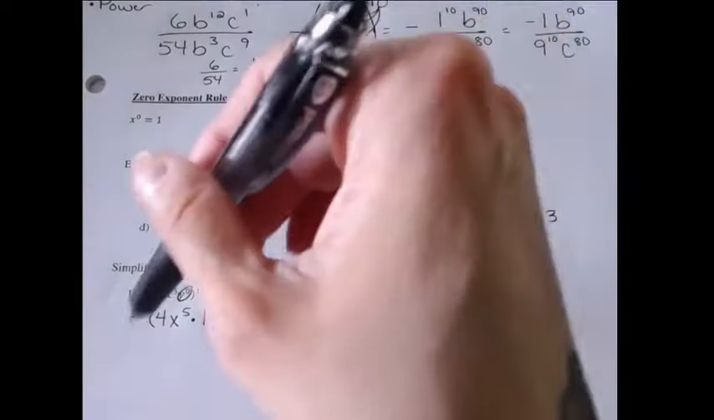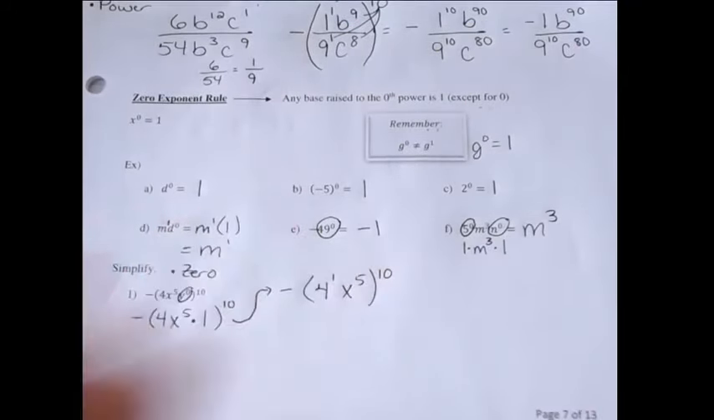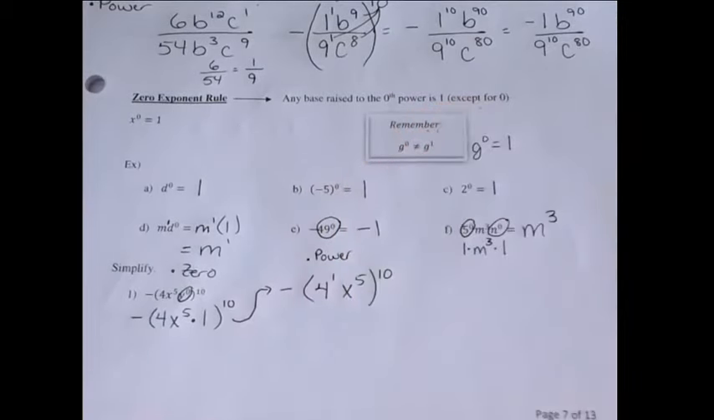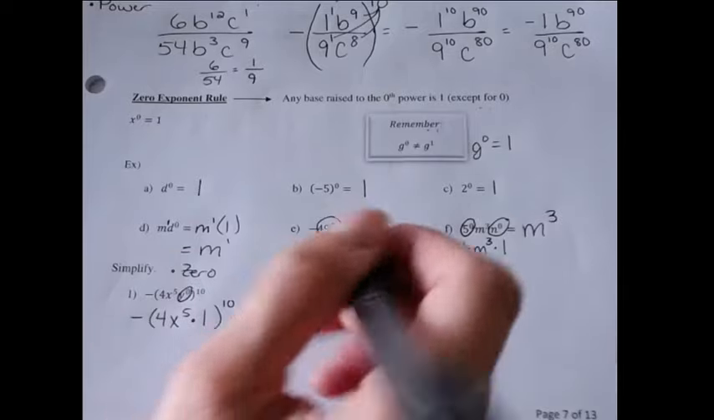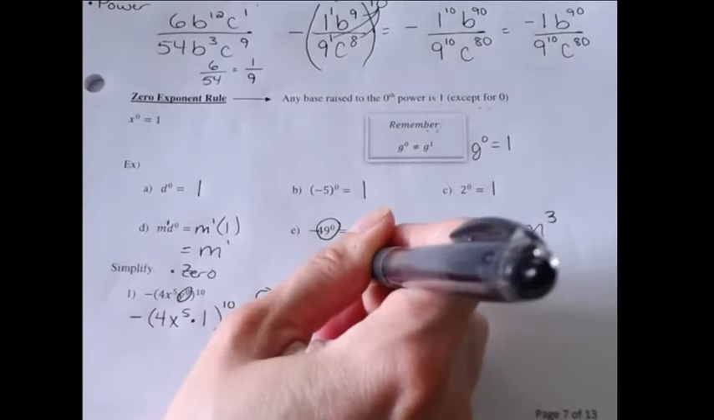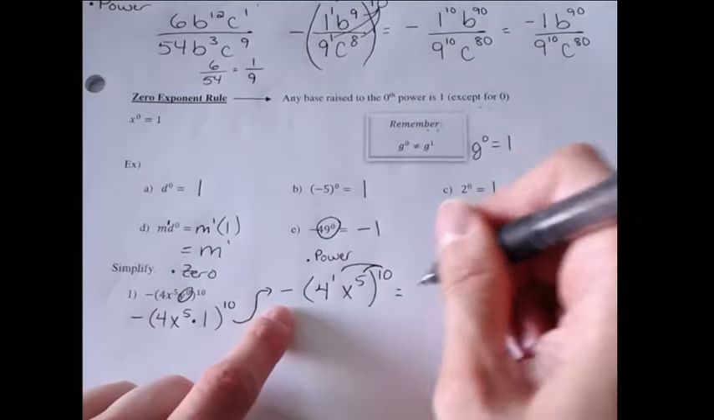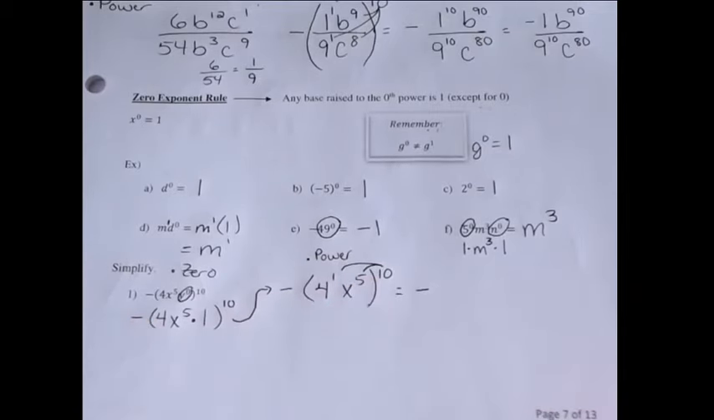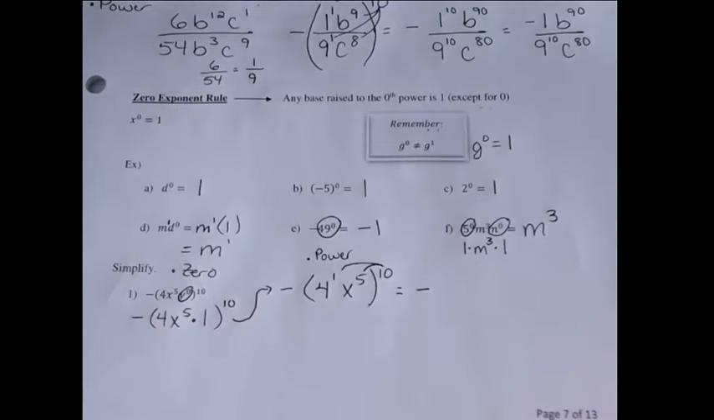Now that I've simplified inside the set of parentheses by applying the zero exponent rule, I'm now going to apply the power rule. We know we are applying the power rule because of the 10 on the outside of the set of parentheses; we're going to distribute, power times power. The negative in front of the set of parentheses is going to stay because it is not impacted by that power of 10. If the negative were inside the set of parentheses, that's a different story.